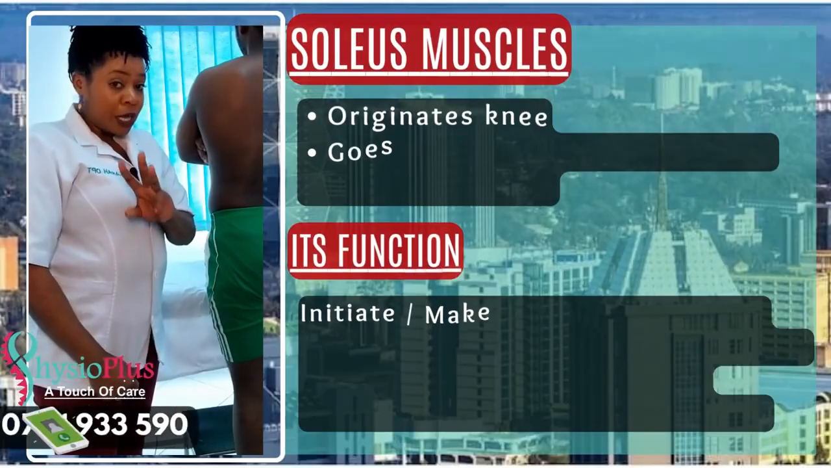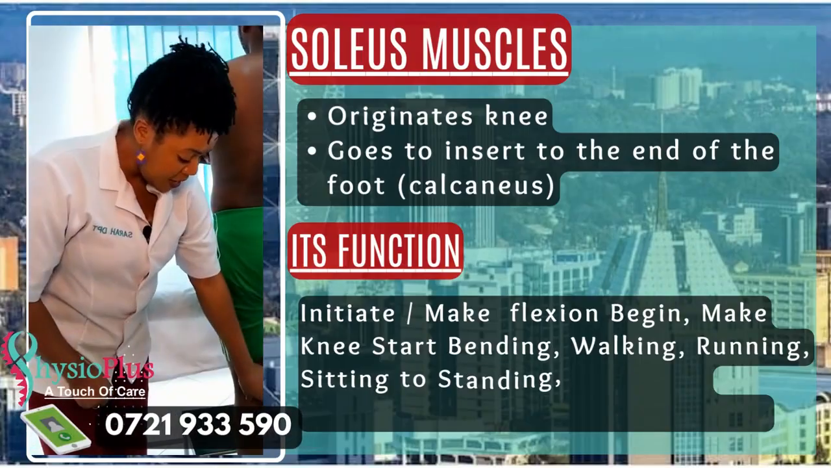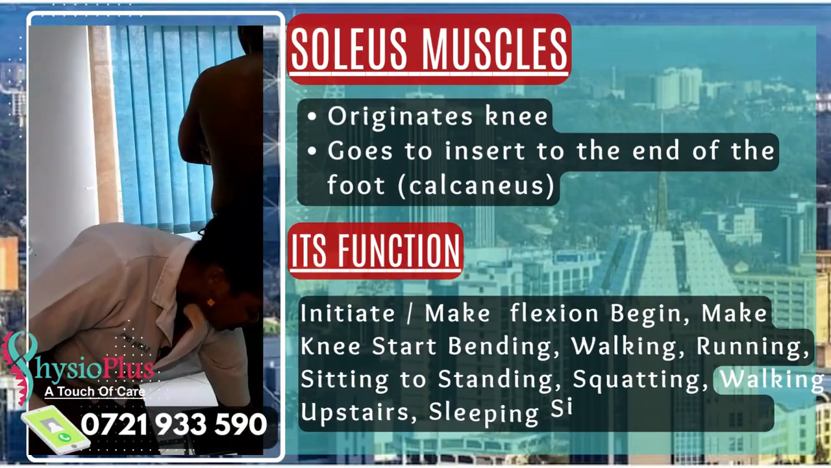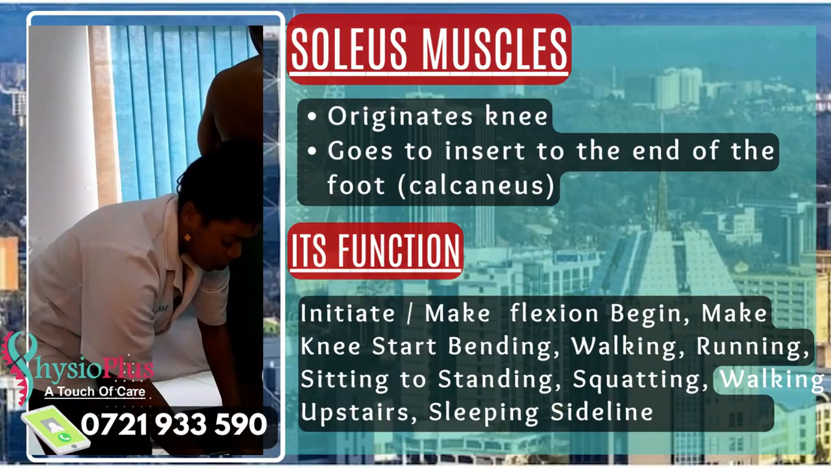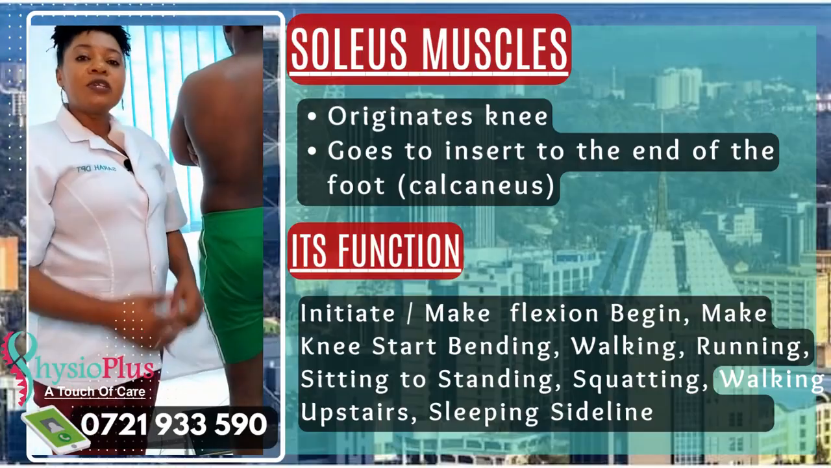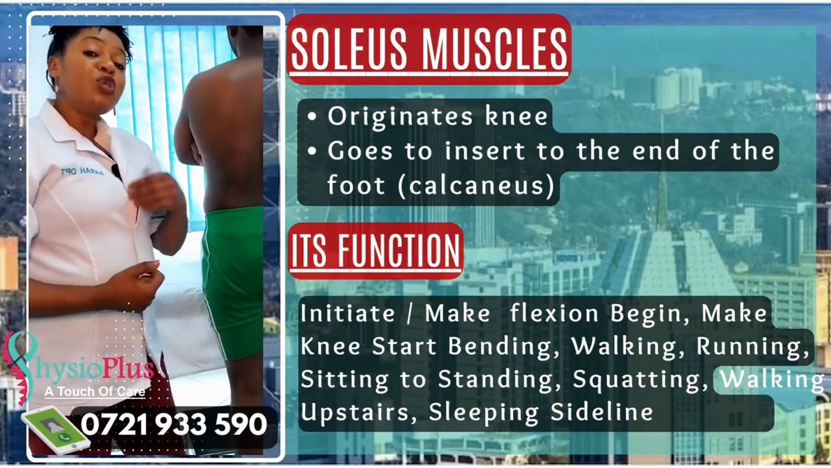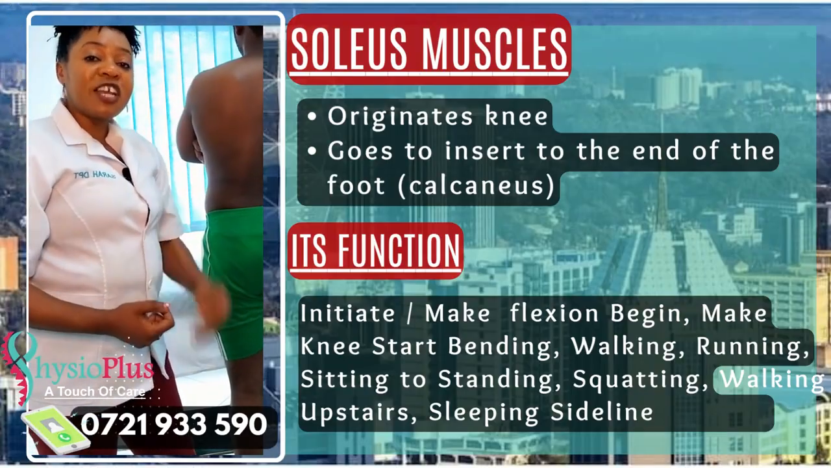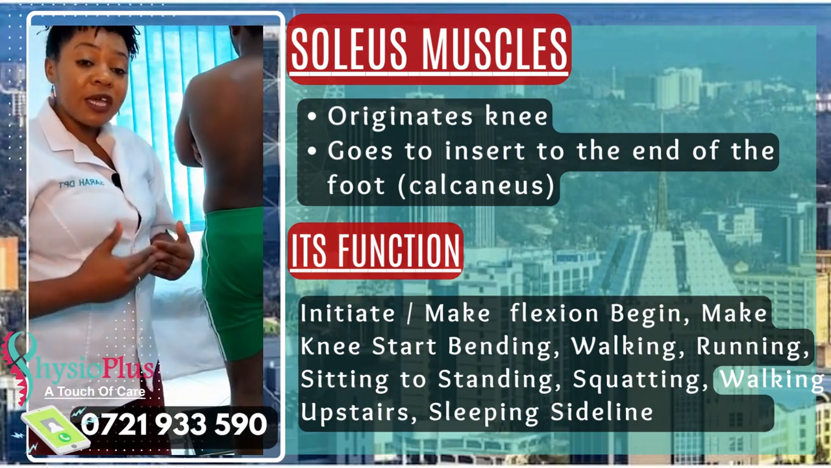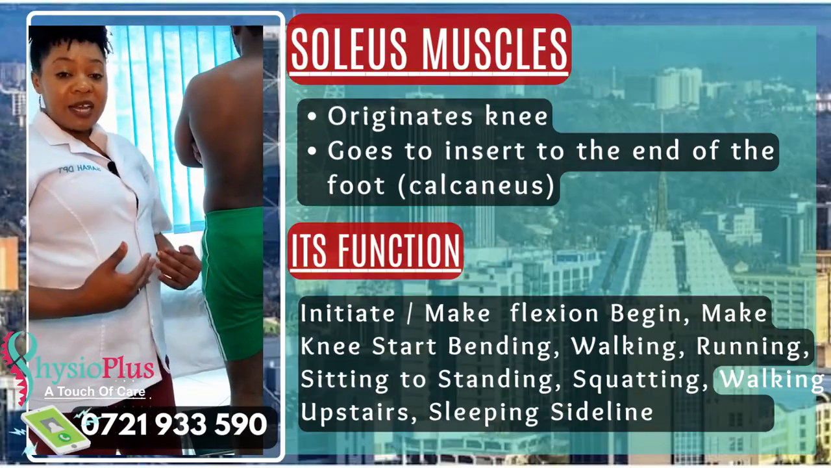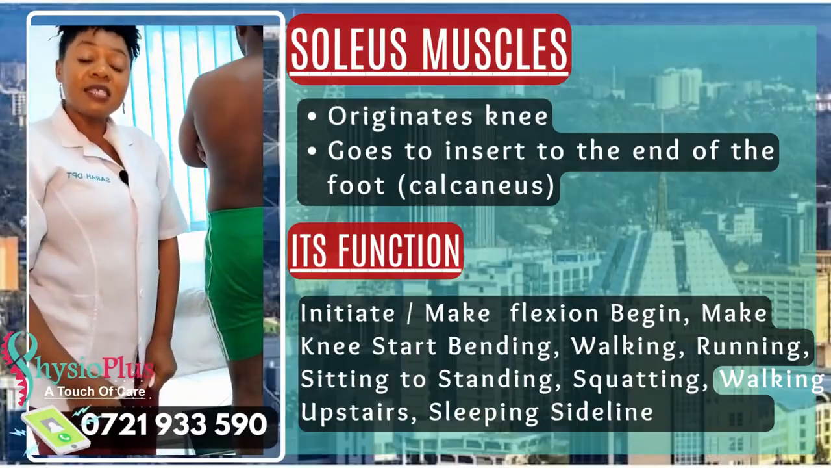The third muscle is the soleus muscle, and the soleus muscle originates from the knee and goes to insert to the foot, here at the end of the foot, somewhere we call calcaneus. And what is the function of the soleus muscle? Its main job is to initiate flexion, to make the knee start bending. So it's in use when you are walking, running, sitting to standing, squatting, walking upstairs, and sometimes when you are sleeping on side lying.